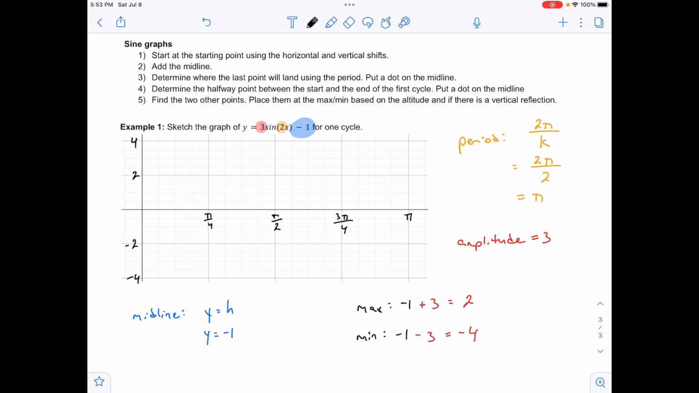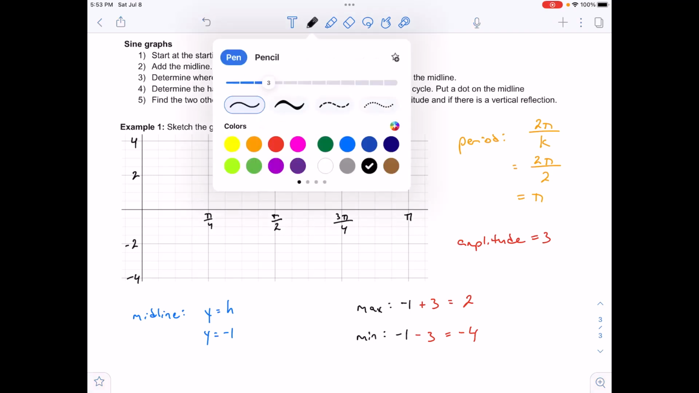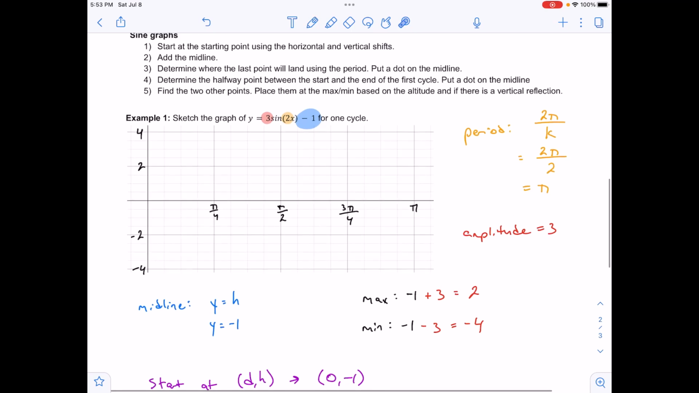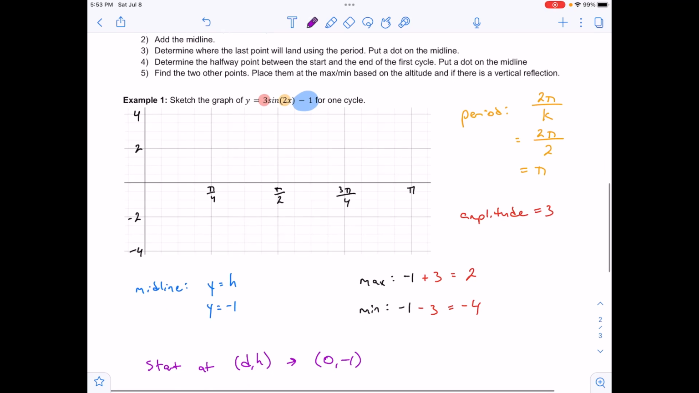Okay, so we've done a bunch of the background information. Let's go ahead and start. I'm going to start at my starting point. Our starting point was at (0, h), which is (0, -1). I have no horizontal shift. My vertical shift is -1. And so I start at the starting point, and I'm going to put a dot there. (0, -1) is right here.